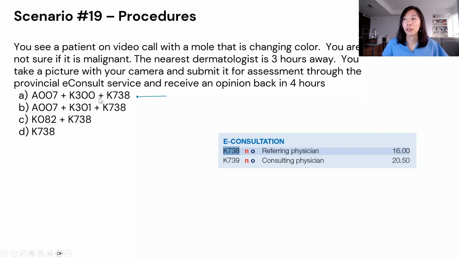So the A007 plus K300, that's your video visit code. And because you used e-consult, which I highly recommend every family doctor sign up for, because you get the opinion from the specialist back in like 2 to 3 days, you can bill for that time you spent doing the e-consult. So it's a K738 because you were the referring physician. So that's about an extra $16.